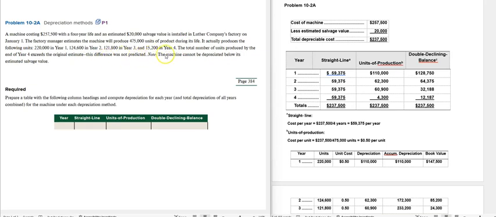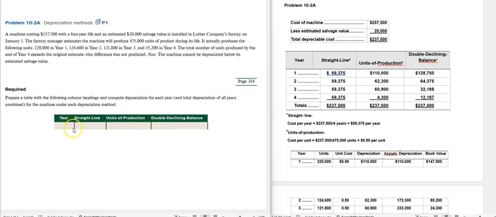Okay, one thing we need to keep in mind, that as we are depreciating this asset, we cannot depreciate it so its book value falls below its estimated salvage value of 20 grand. What they're going to have us do is calculate the amount of depreciation expense to record for each of the asset's 4 years of life and put it into a table like this, okay?